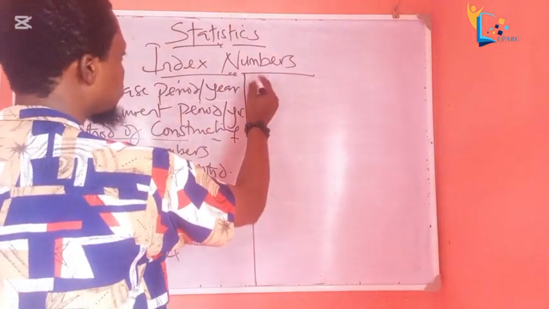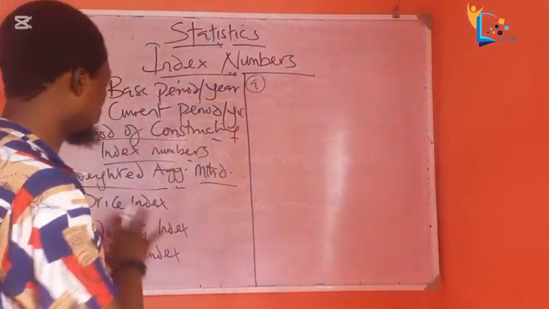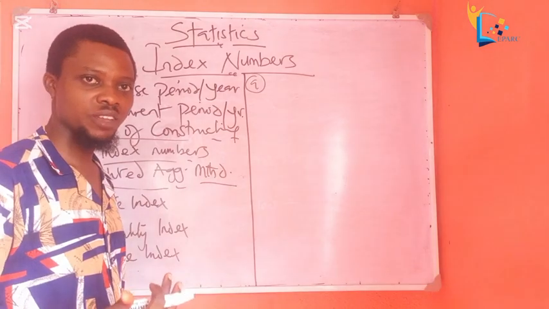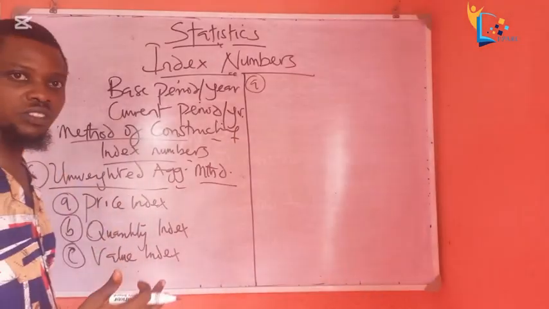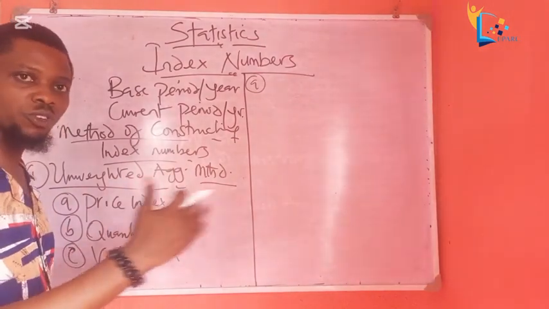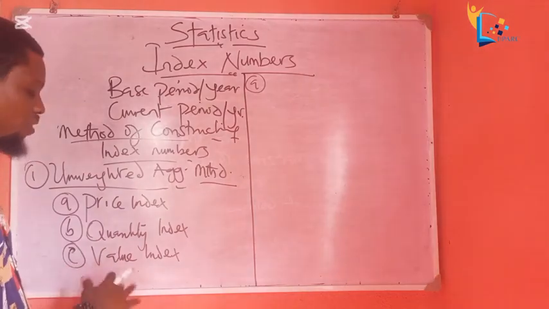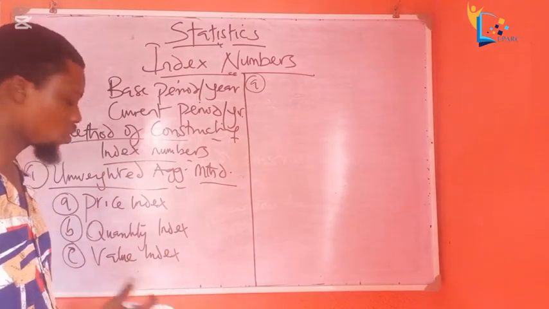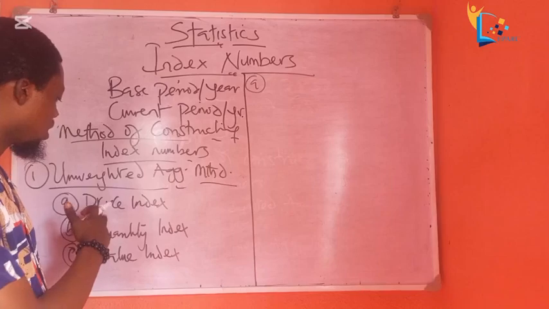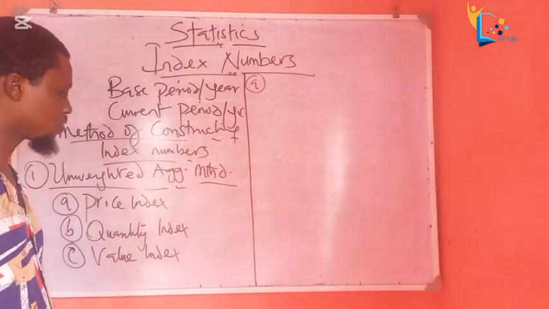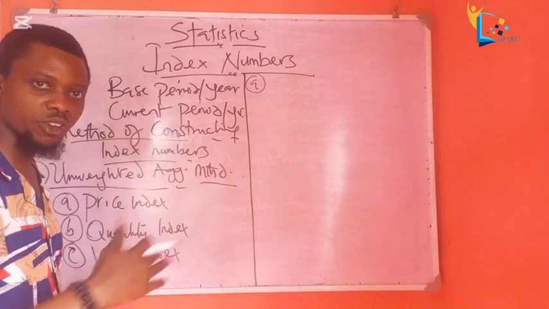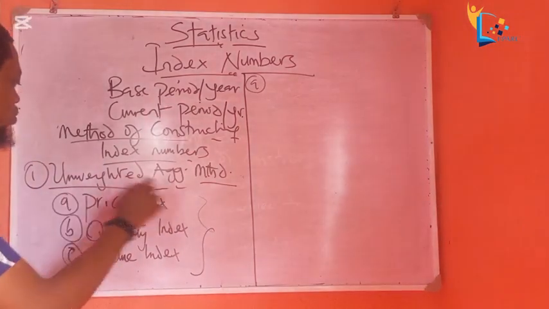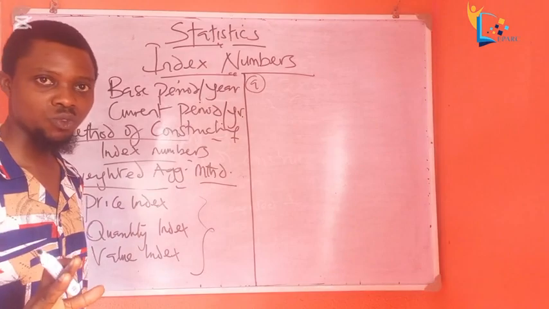Now when we talk about the price index, this price index measures the price, while the quantity index measures the quantity over the period of years under consideration, while the value index measures the value of goods or services over the period under consideration. Price, quantity, value over a period of time. These three are grouped under the unweighted aggregate method. Are we together?